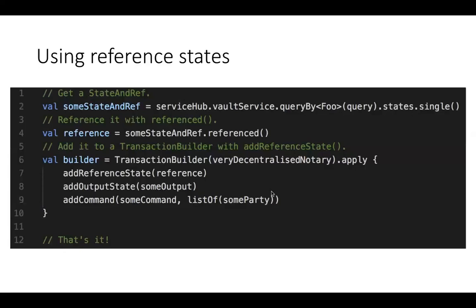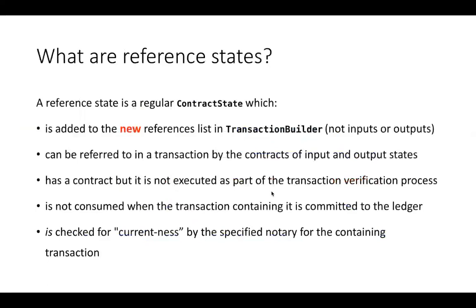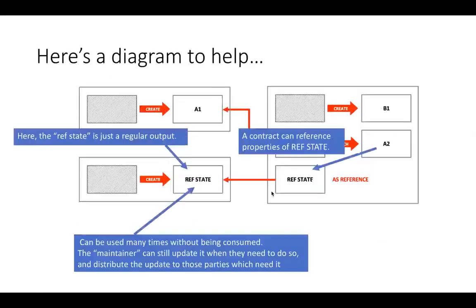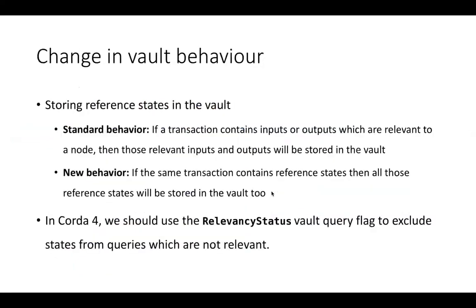So obviously you'll notice that the API doesn't have a large surface area. There's literally only 2 methods that have been added. However, the implication of the data model change is pretty significant, right? So you need to remember all this stuff about how reference states behave and potentially change the behavior of the vault as well in this slide. So despite it being a very small API change, it does have big implications to the data model.